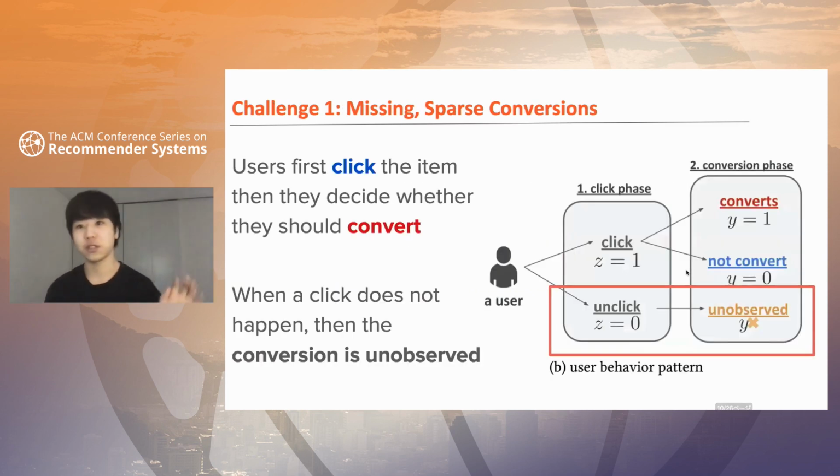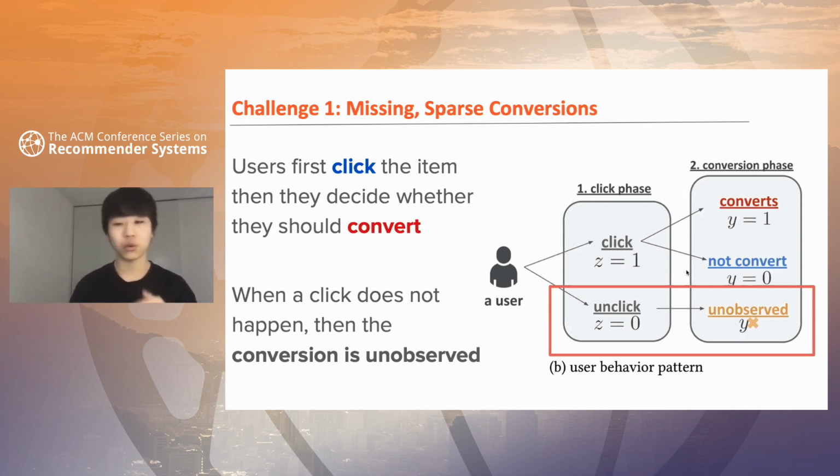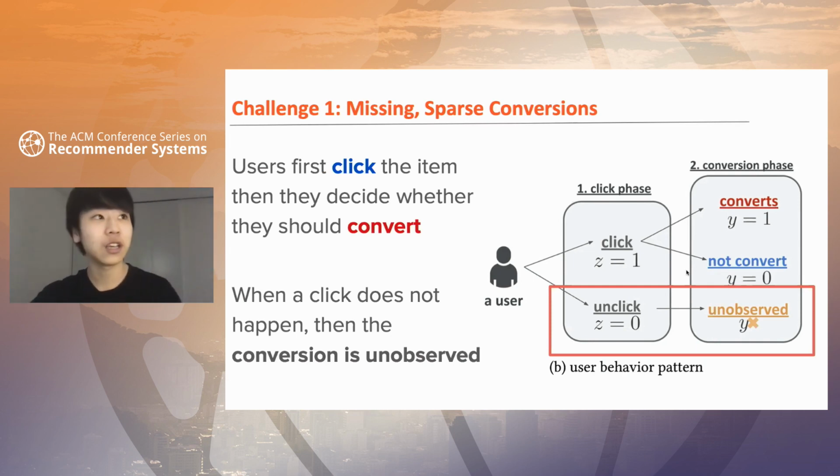So the first challenge is missing sparse conversions. Remember the previous Amazon example: a user first clicks the item or the item web page, and then they decide whether they should convert, or buy the item, or not. So when a click does not happen at the first stage, then the conversion indicator, the outcome, is not observed by the analyst, meaning that we cannot use the conversion indicator for a user-item pair without a click, right? As illustrated in this figure. And also, conversion indicators are often highly sparse, so we have to address the sparsity problem in the offline evaluation task, as well as in the offline learning task. Okay, so this is missing sparse conversions.